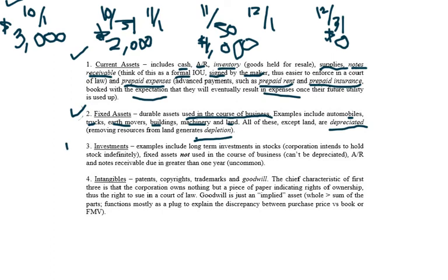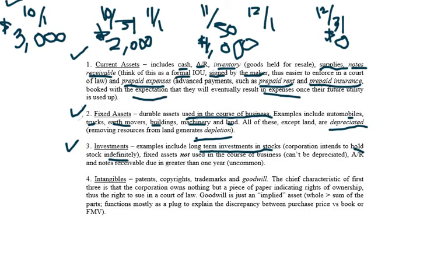Now investments, the third category, can normally be shown second on your books because there's a concept behind that, which will be described in another video. So examples here are the one I was just describing, which is long-term investments in stock, meaning the corporation intends to hold the stock indefinitely. That's the theory behind it.